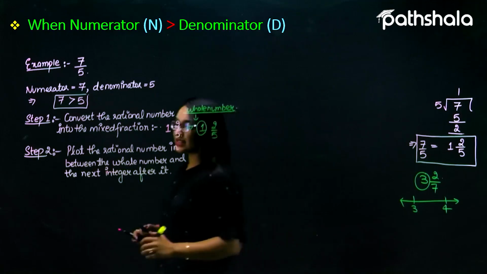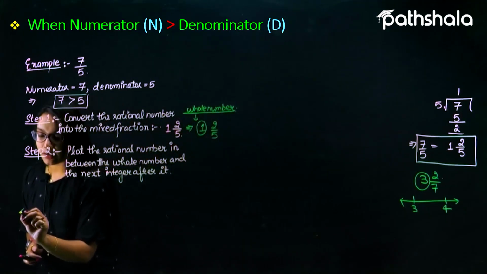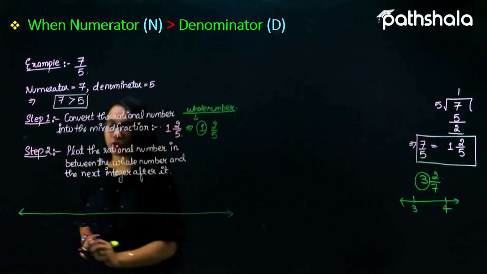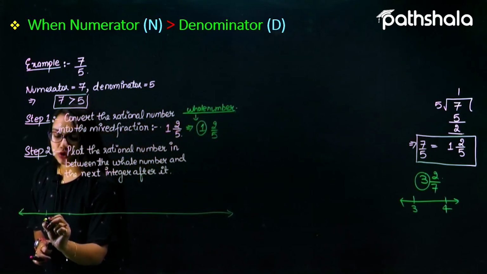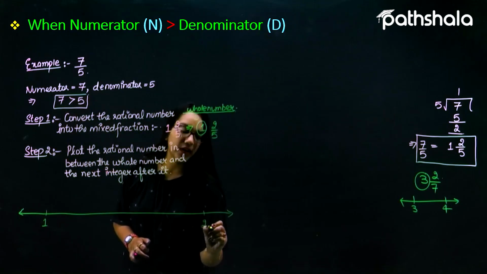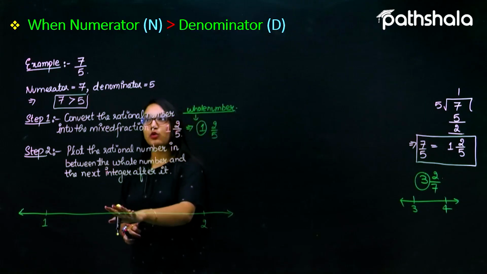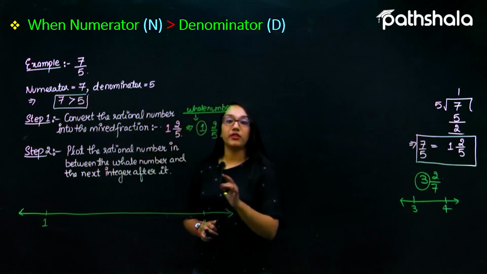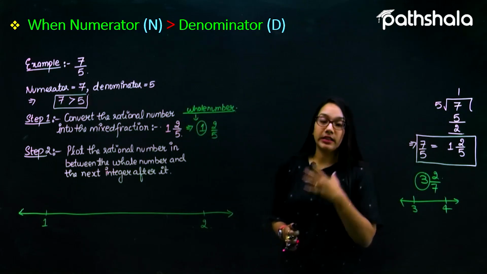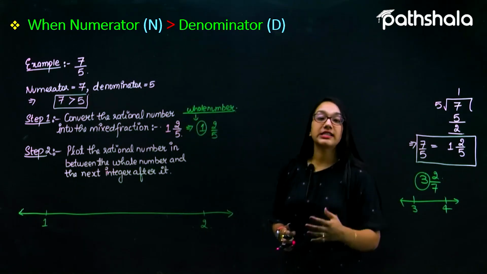So it means that we have to plot this number in between the points 1 and 2. So I am plotting this point as, let us suppose we have 1 over here, and let us suppose we have 2 over here. Okay, so this particular 7 by 5 rational number will lie in between the points 1 and 2.